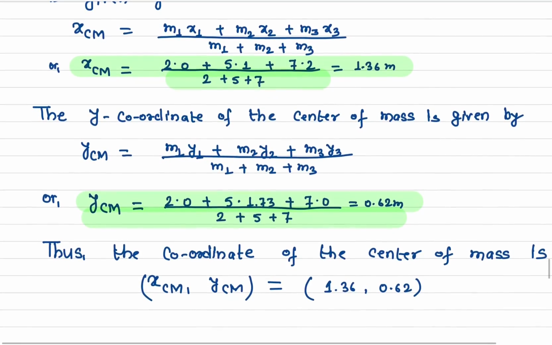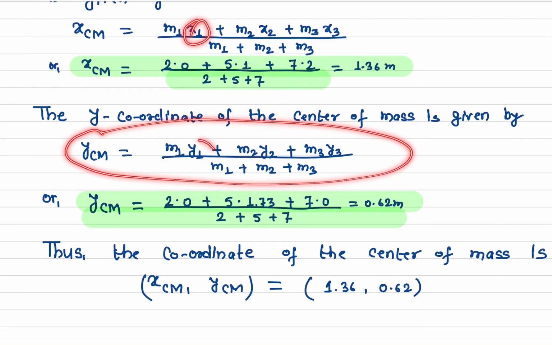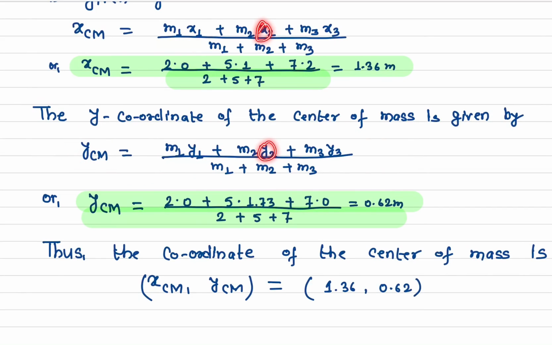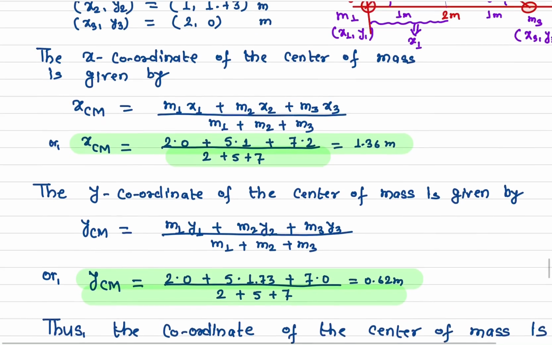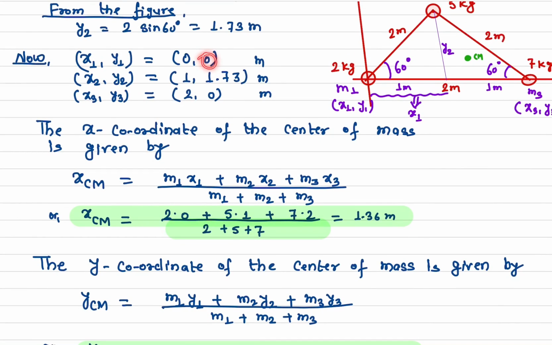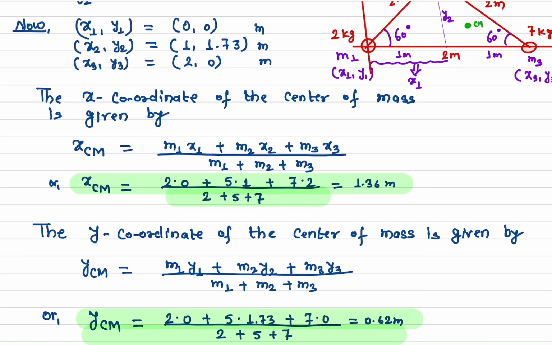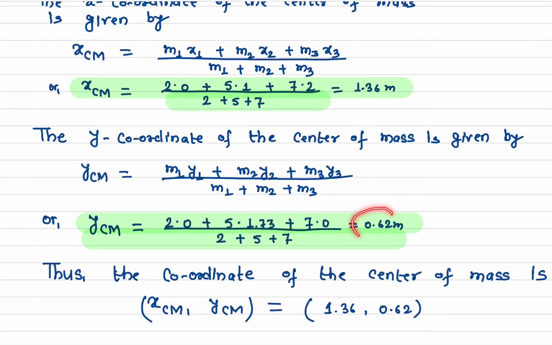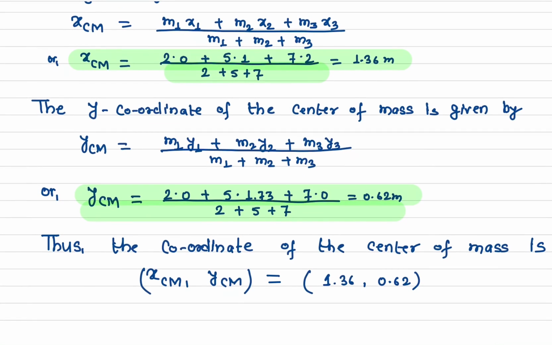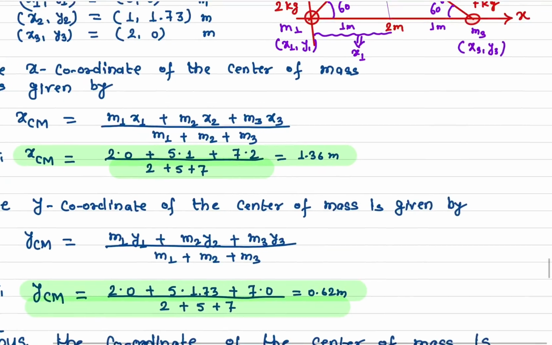The same way, we're going to calculate the y coordinate of the center of mass. The same formula here, but instead of x1 we'll have y1, instead of x2 we'll have y2, and x3 is replaced by y3. Just plug in. M1 is already known, which is 2. The y1 is 0. Similarly, y2 is 1.73, and y3 is again 0. If you plug in, what you get is 0.62 meters. So the coordinates of the center of mass will be 1.36 and 0.62 meters.